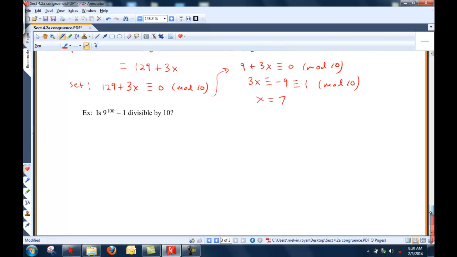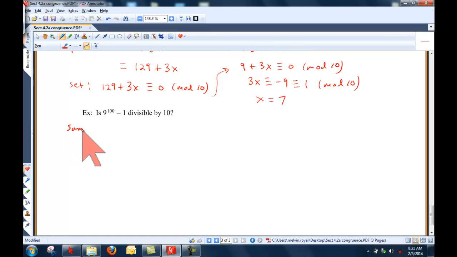And last example for now. Question, is 9 to the 100th power minus 1 divisible by 10? So 2 ways to do the problem, the brute force way and a more clever way. The brute force way is to compute this 9 to the 100th power, subtract 1, and see if it's divisible by 10, that is, see if it ends in a 0. Not something I'm interested in doing by hand.